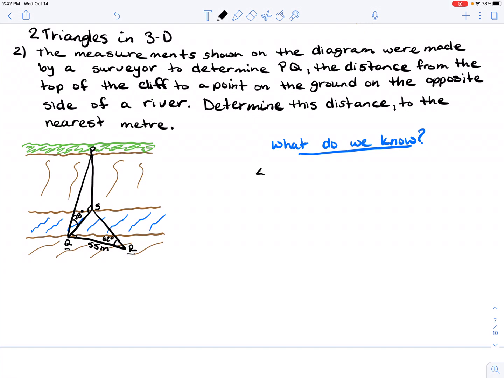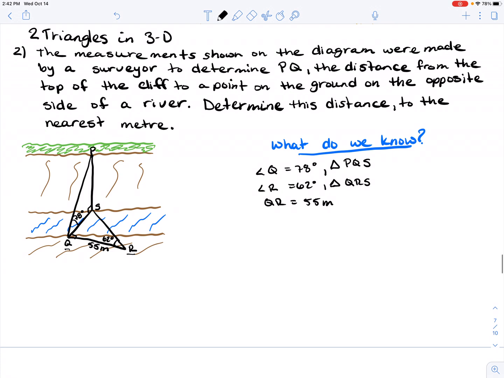We know that angle Q is 78 degrees, and that's on triangle PQS. We know that angle R is 62 degrees, and that's on triangle QRS. We also know that QR equals 55 meters. So how do we use this information to determine PQ?